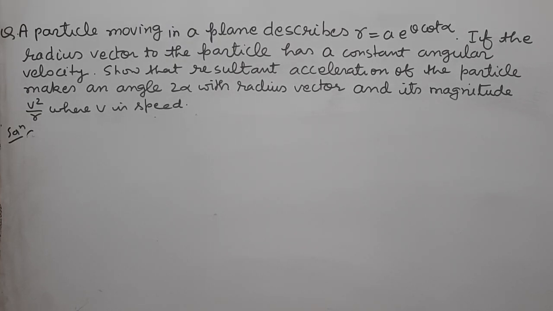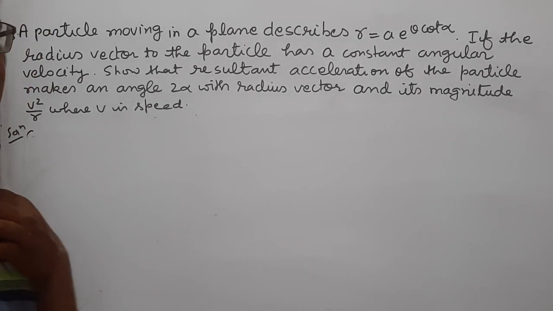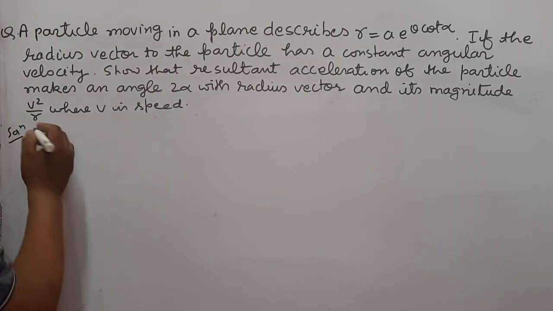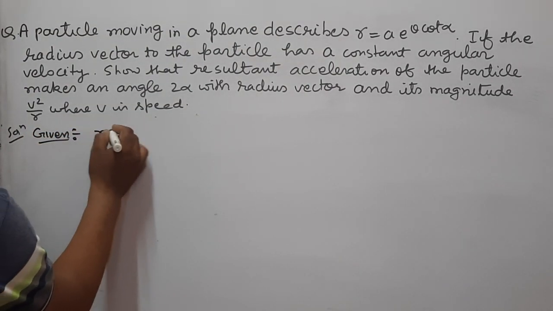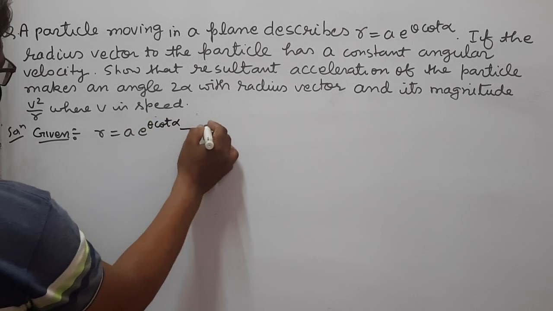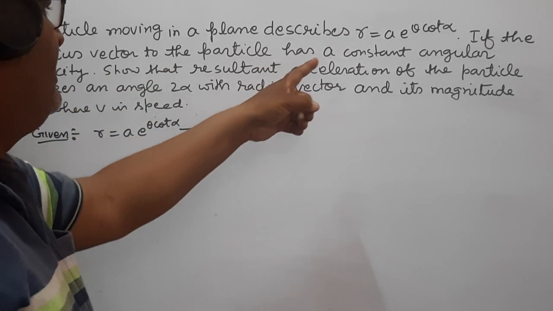Hello friends, here it is given that a particle moving in a plane describes r is equal to a e to the power theta cot alpha. So here it is given that a particle moves on a curve r is equal to a e to the power theta cot alpha. This is given, and the second information is given here.